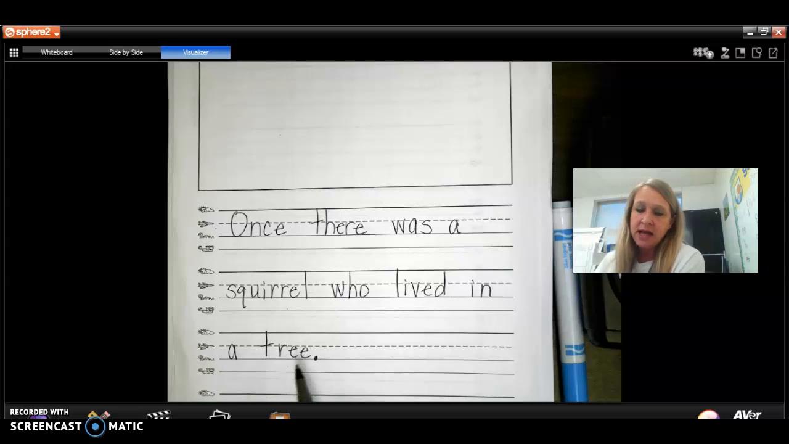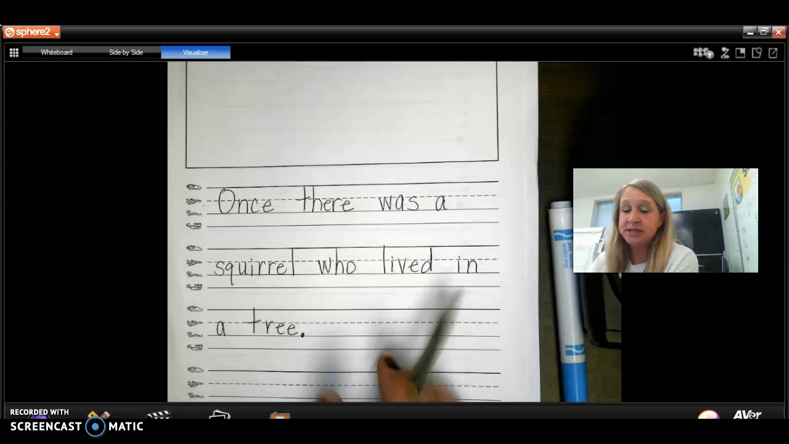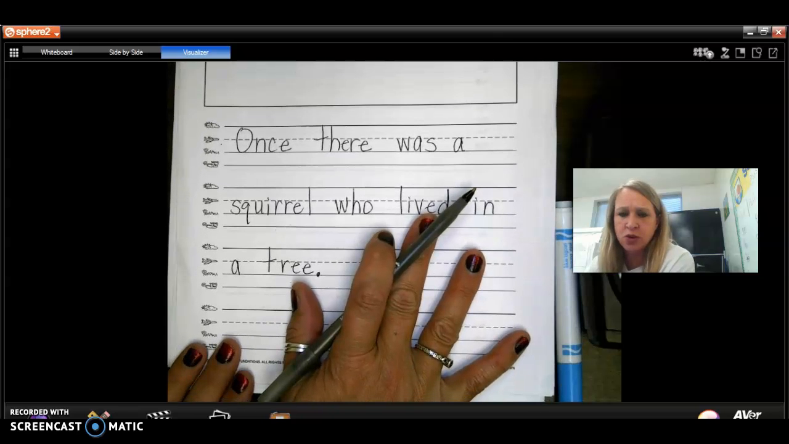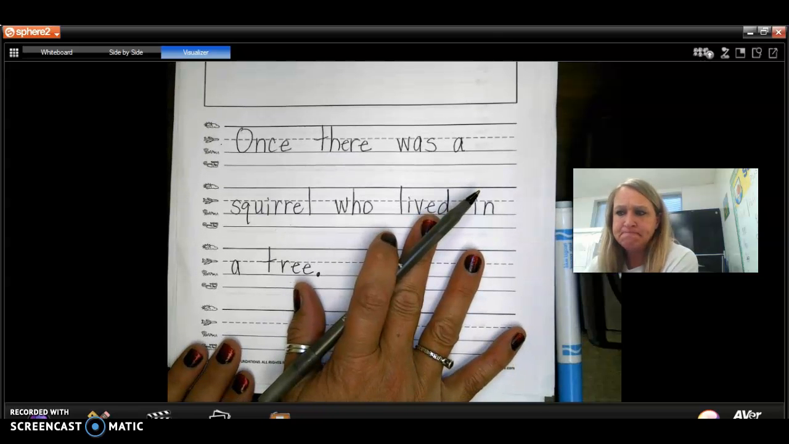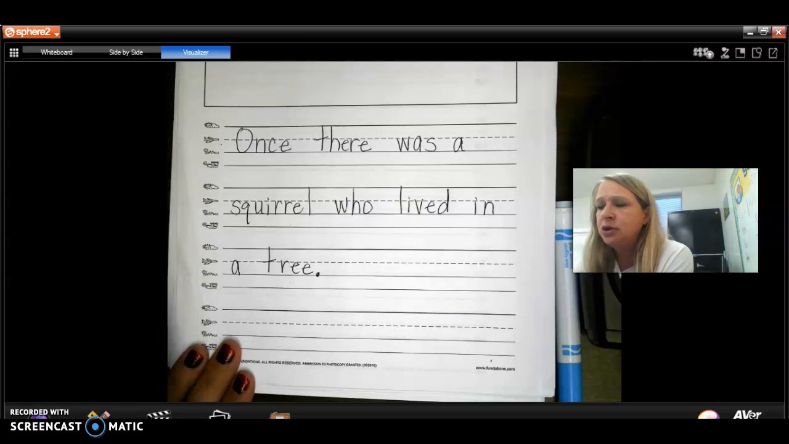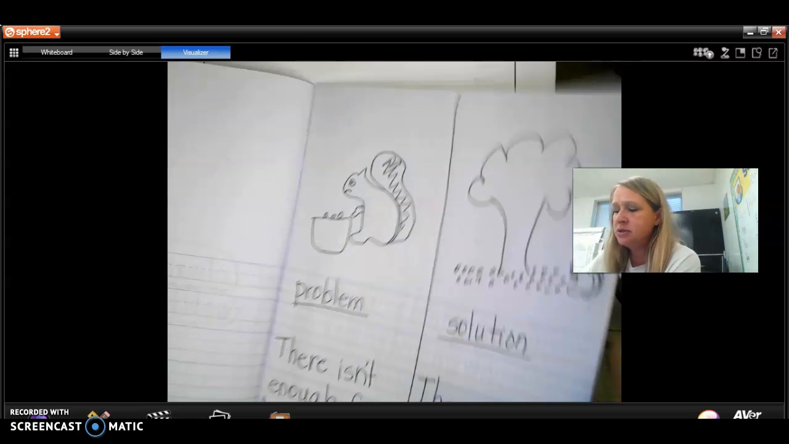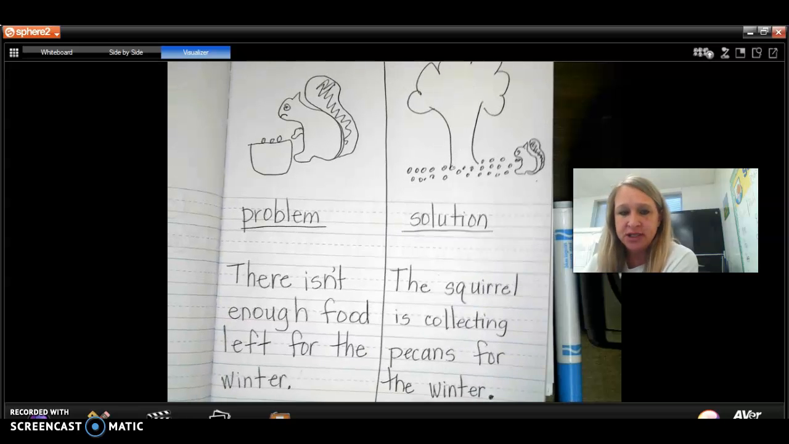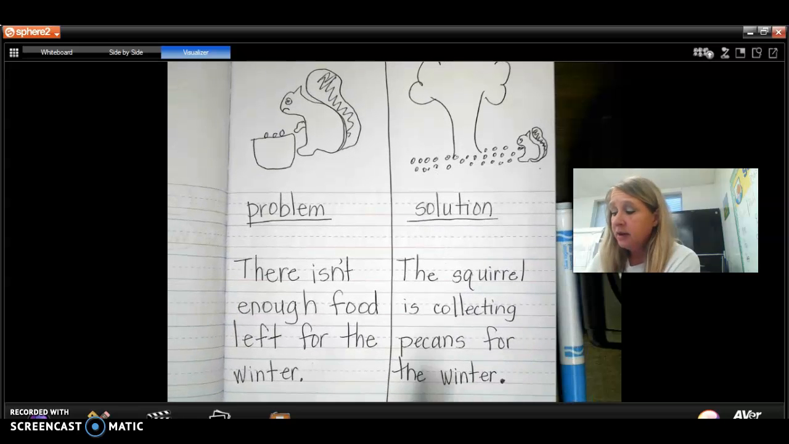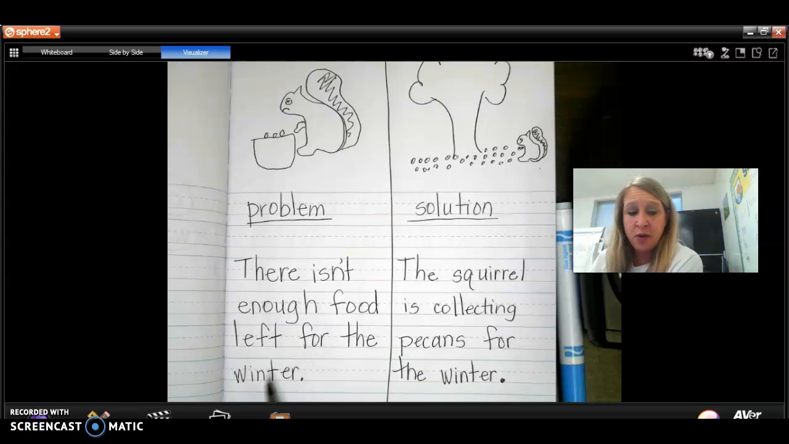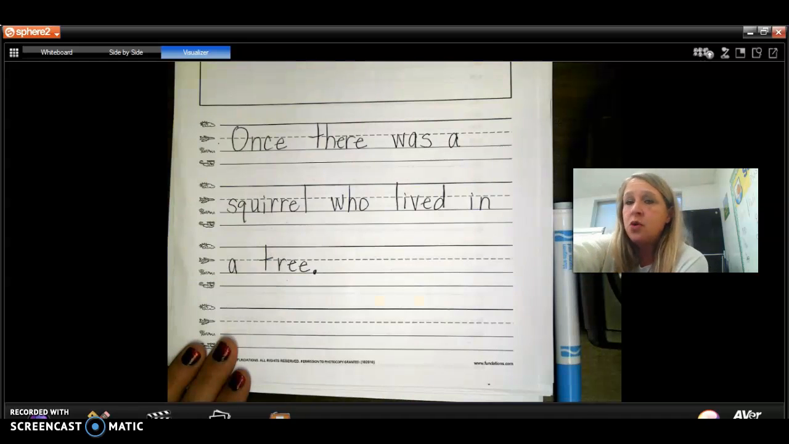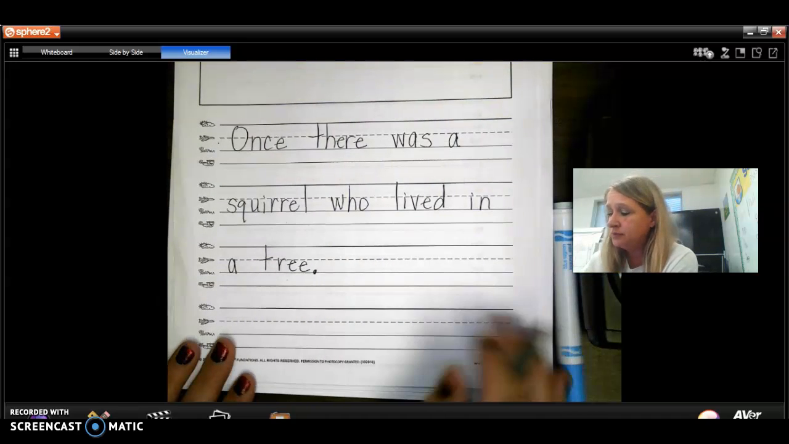Okay? Now the next sentence is going to be the problem my character had. What problem did my squirrel have? If you need to look back at your graphic organizer to remember what the problem was, you can get that out. It says there isn't enough food left for the winter. That was his problem. So I'm going to write that for his problem.